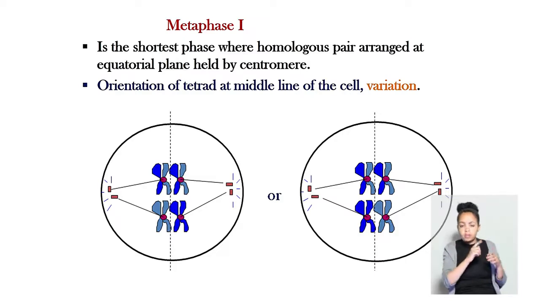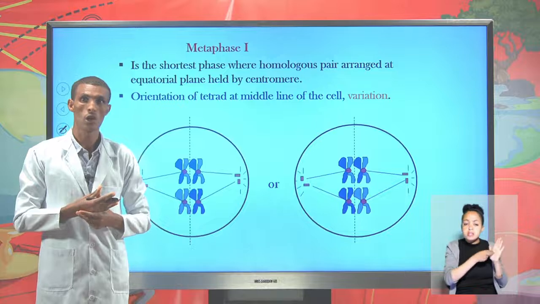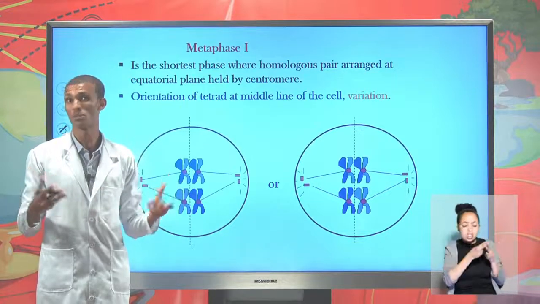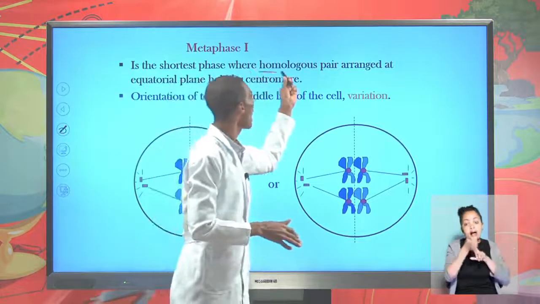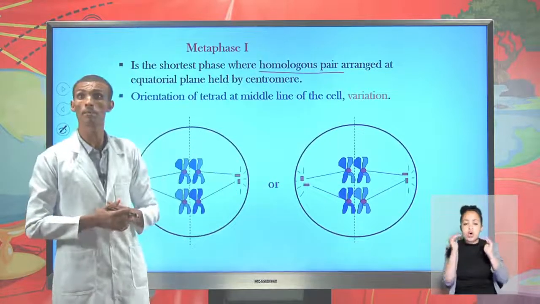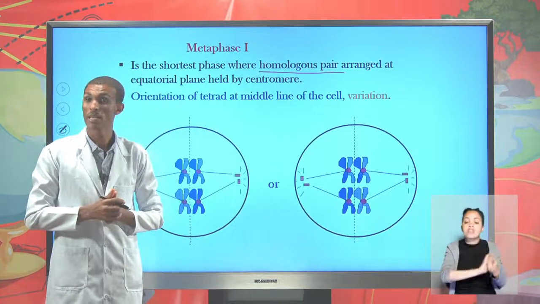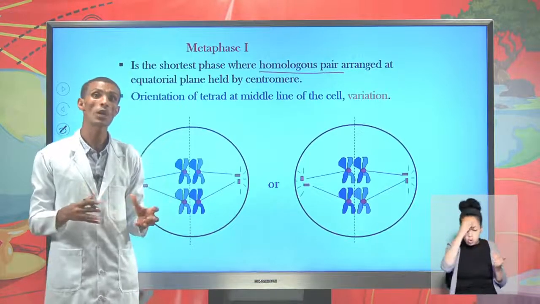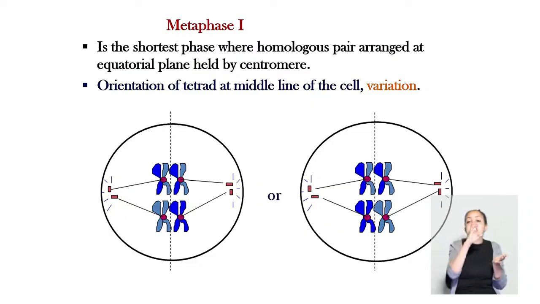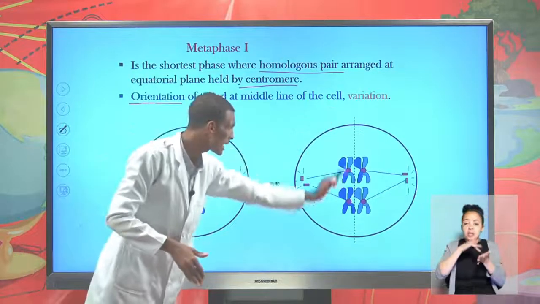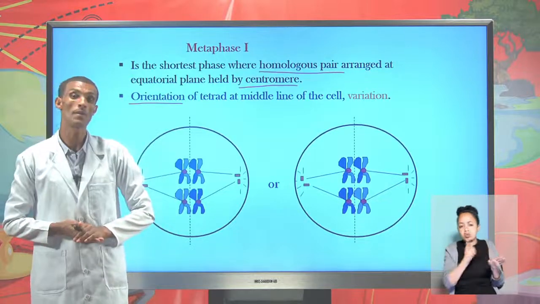Metaphase I. When we say metaphase I, it is the phase of meiosis which is considered the shortest one. Again, the homologous pairs become arranged at the equatorial plate of the cell, with the original and the copy still held together by the centromere. When the homologous pairs become oriented at the middle, when the tetrads become arranged at the middle line of the cell, we say it is metaphase I.